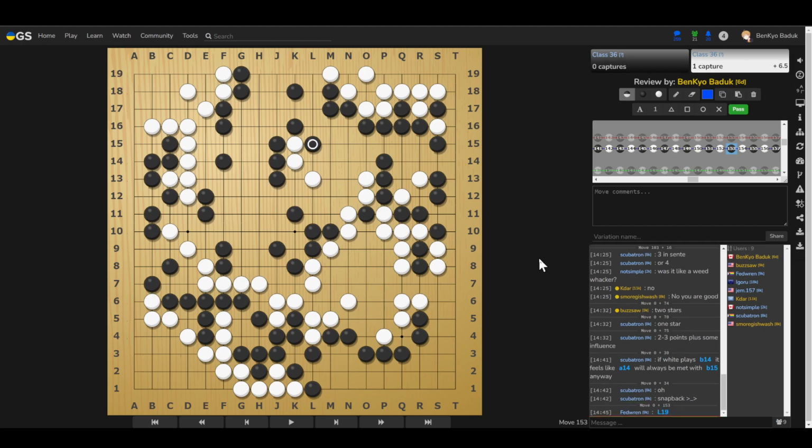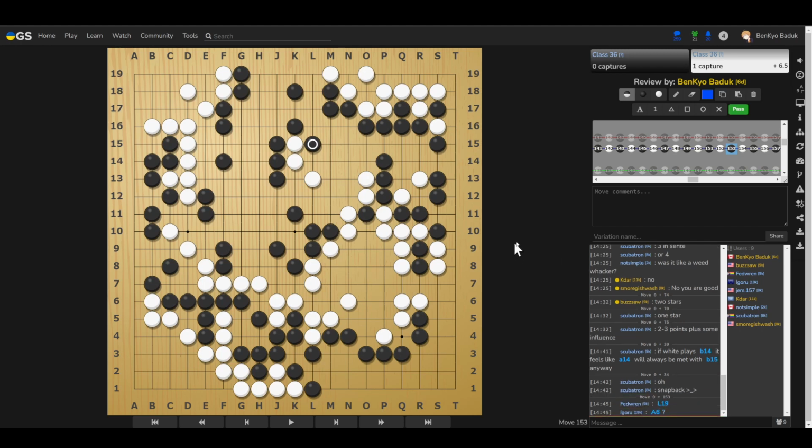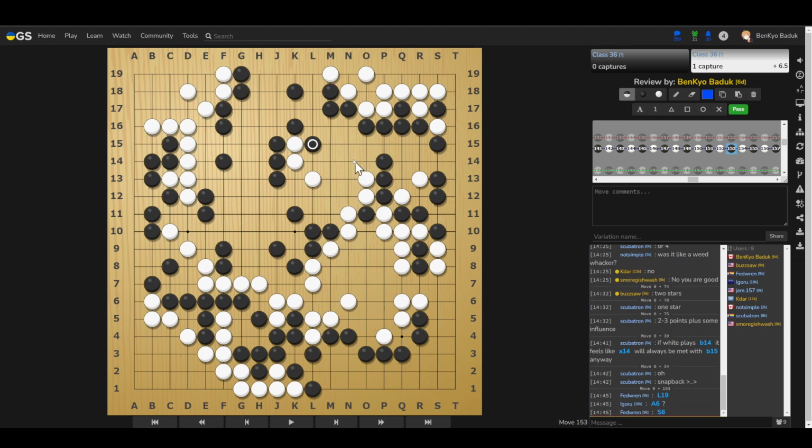I mean, L15 is not the worst thing in the world. L19. L19's okay. Yeah, there's bigger though. L19 is decent because if white does this, then also there's a follow-up for white, which would be to get this 1 stone because of this. So it is bigger than it looks.